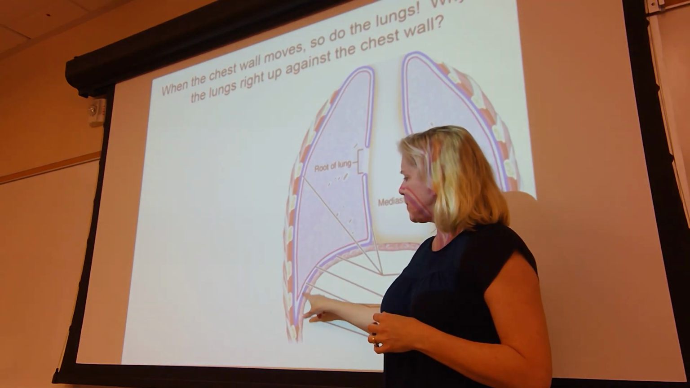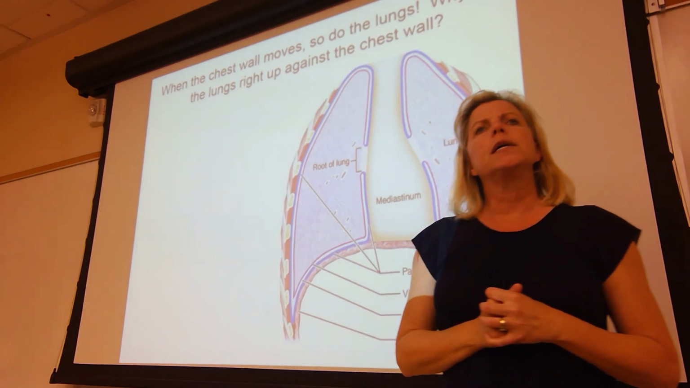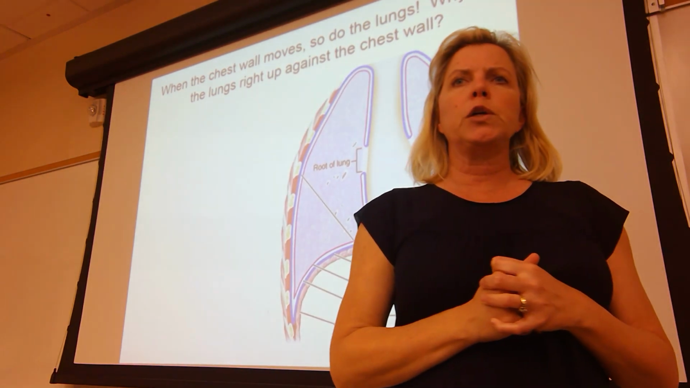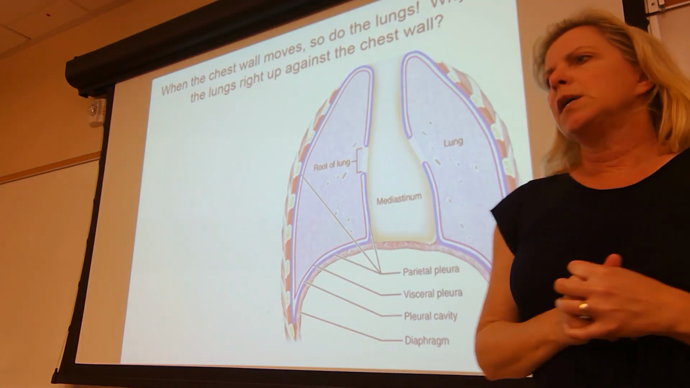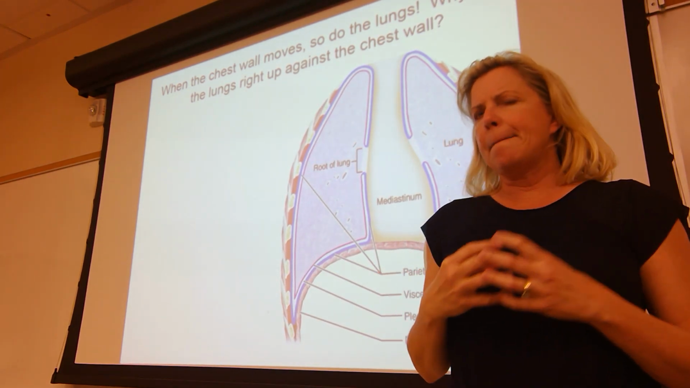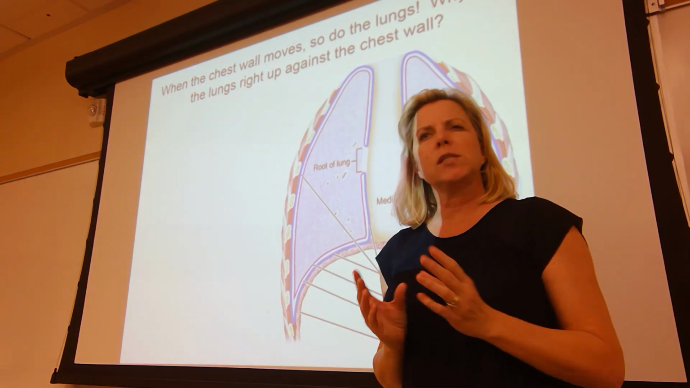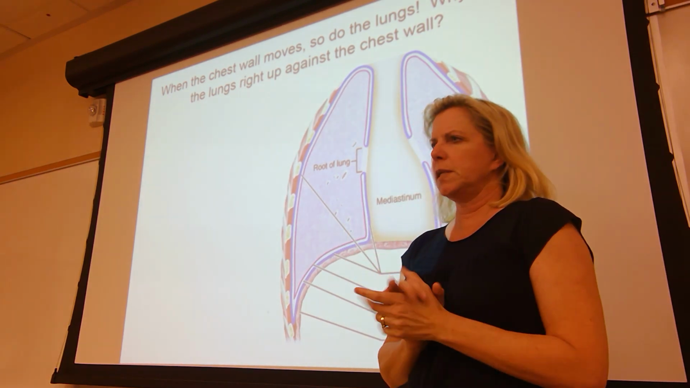In between is a potential slit-like space. It is not filled with air. It is filled with fluid, pleural fluid. Now, pleural fluid is not water, and it's not blood, but it's derived from blood, and it does have viscosity, it has stickiness to it.